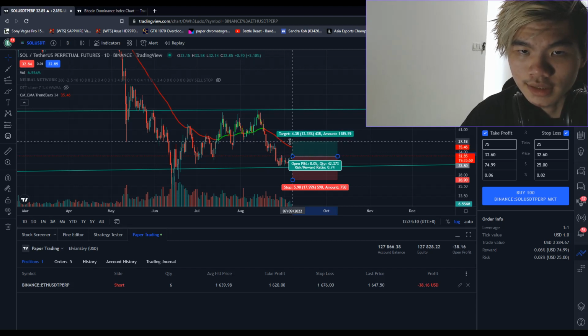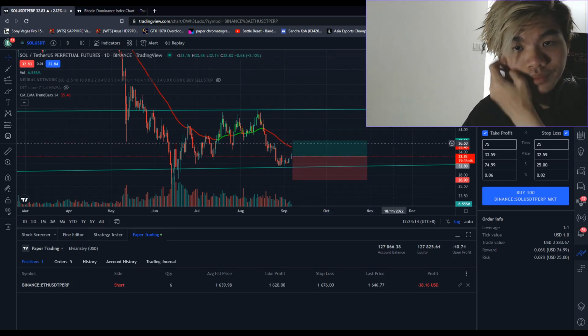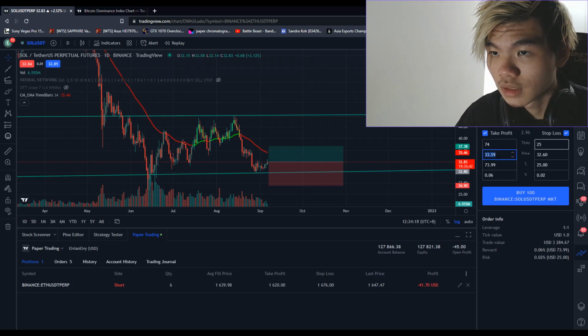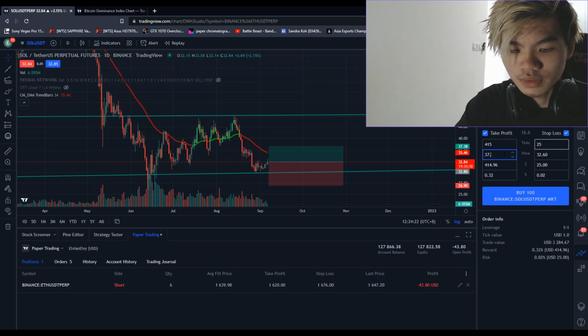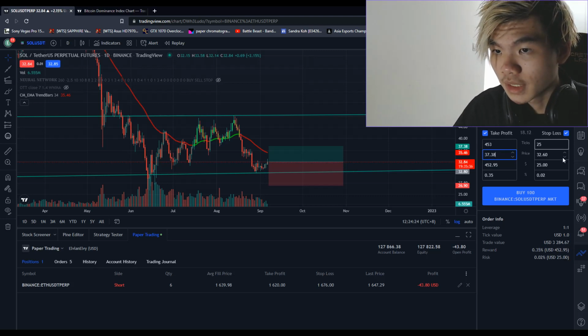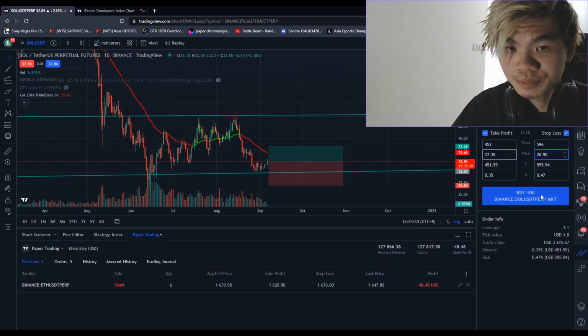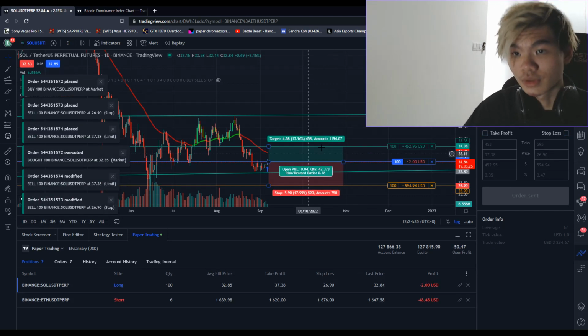And I think that this has been retested twice anyways in the past few days. So this is a good open. So my take profit will be at 37.38. And my stop loss will be at 26.91. So we can do this. And we'll figure out how this goes out later.